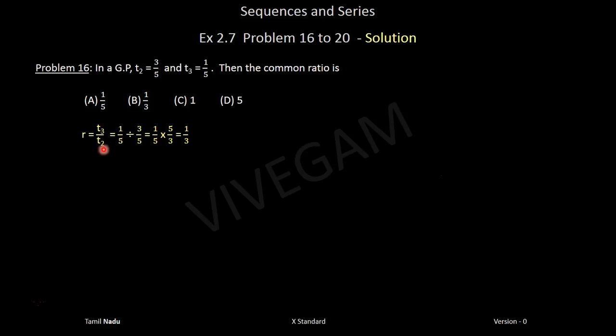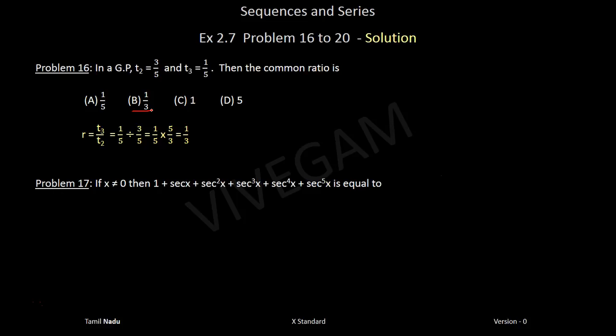Now, R is T3 by T2. In this case, T3 is 1 by 5 and T2 is 3 by 5. So, it's 1 by 5 divided by 3 by 5, which will become 1 by 5 into 5 by 3, right? So this 5 and 5 will cancel and you'll be left with 1 by 3. And 1 by 3 is option B. Am I right? So, R equal to 1 by 3. So, it's option B, which is the right answer. Okay, right. Now let's get into problem 17.